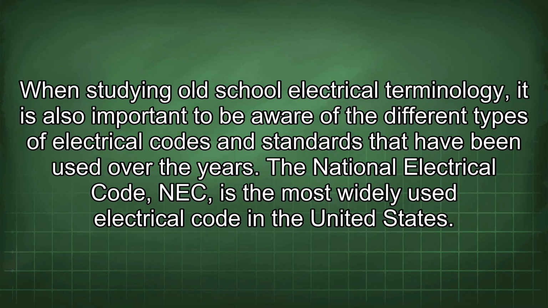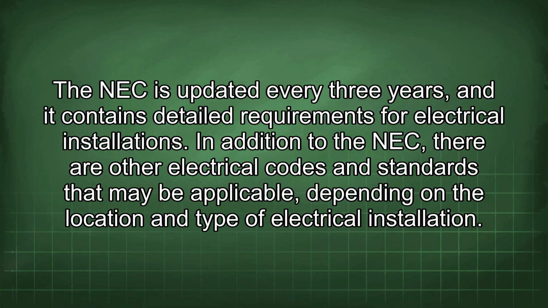When studying old-school electrical terminology, it is also important to be aware of the different types of electrical codes and standards that have been used over the years. The National Electrical Code, NEC, is the most widely used electrical code in the United States. The NEC is updated every 3 years, and it contains detailed requirements for electrical installations. In addition to the NEC, there are other electrical codes and standards that may be applicable depending on the location and type of electrical installation.